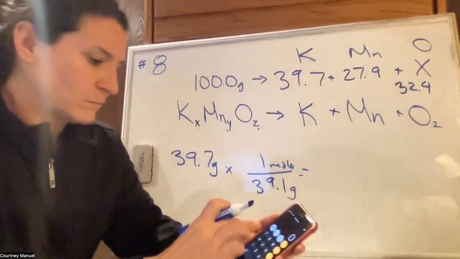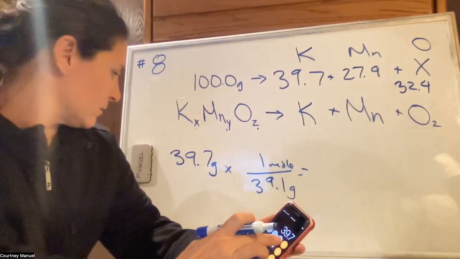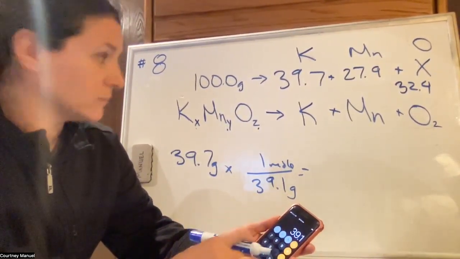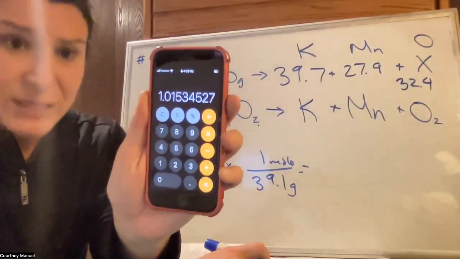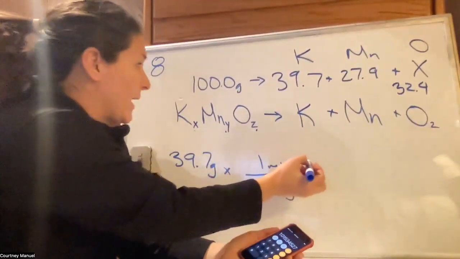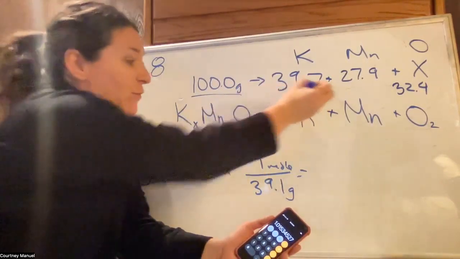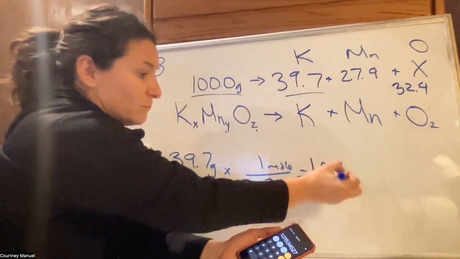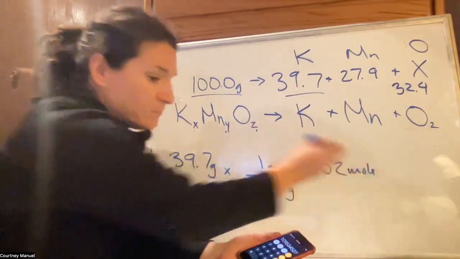39.7. It's going to be pretty close to 1, right? Divided by 39.1. 1.015. We were given 4 significant figures, and then we were given 3, so we're really only going to keep 3. We're going to call it 1.02. That's its number of moles for potassium.